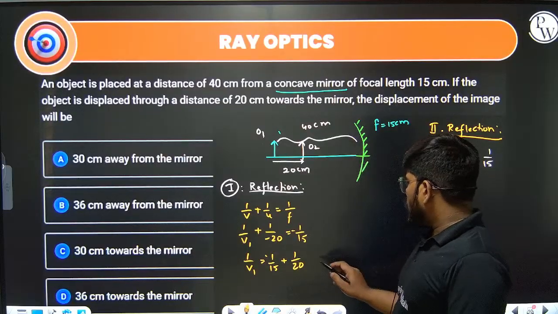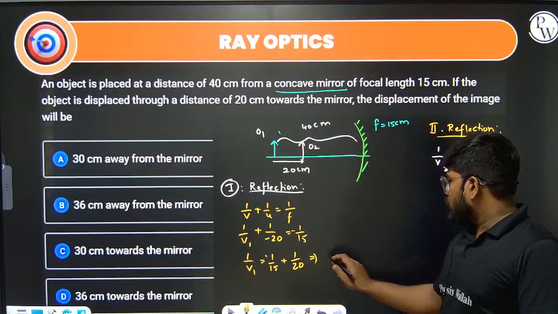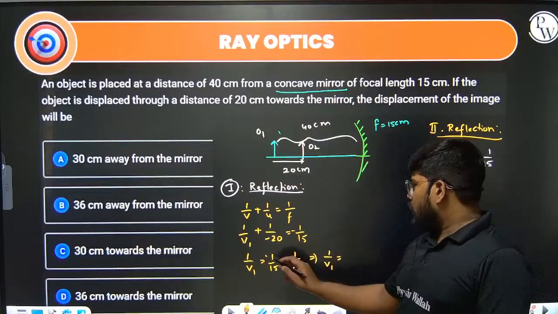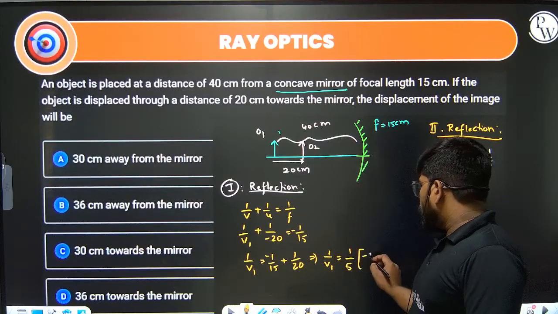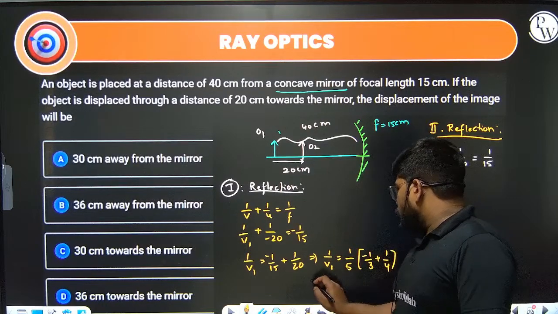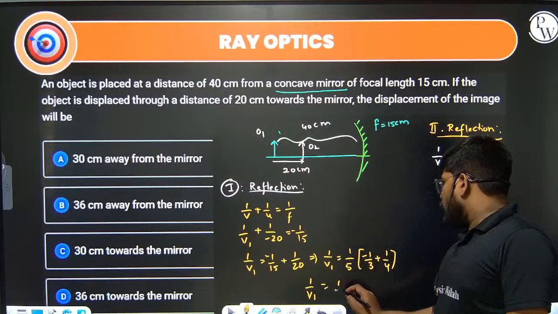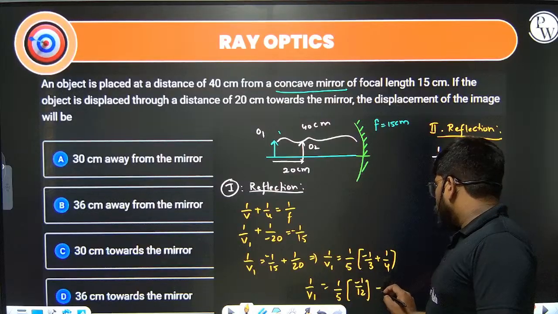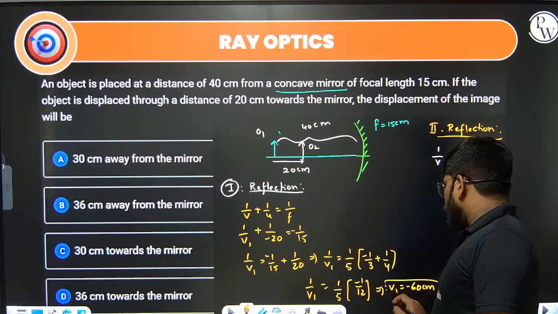Just one thing we have to change here. This is just where we have to be careful with the sign convention, concave and convex. If you are not in a hurry, things will come out right. So minus 1 by 15. If we take 5 common, then minus 1 by 3 plus 1 by 4. So what will the answer be? 1 by V1, then minus 4 plus 3, 1 by 5, it will be minus 1 by 12. So V1 is coming out to be minus 60 centimeters.